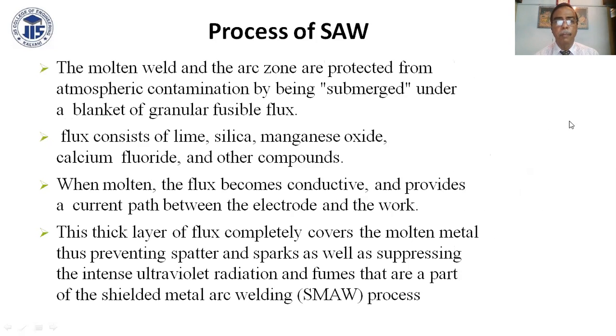Process of submerged arc welding. The molten weld and the arc zone are protected from atmospheric contamination by being submerged under a blanket of granular fusible flux. Flux consists of lime, silica, manganese oxides, calcium fluoride, and other compounds. When molten, the flux becomes conductive and produces a current path between the electrode and the work.